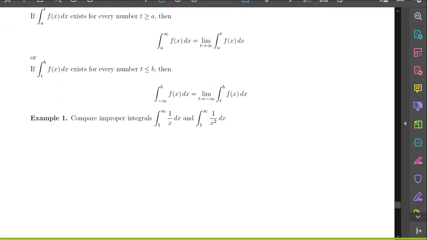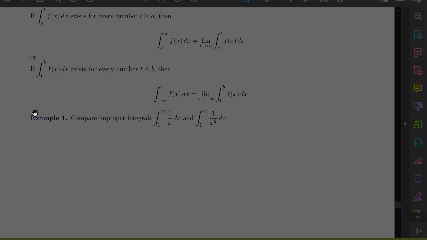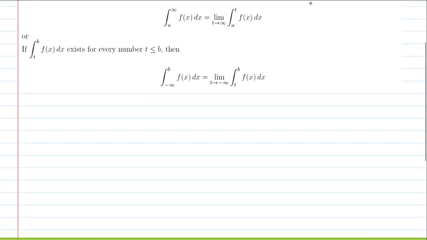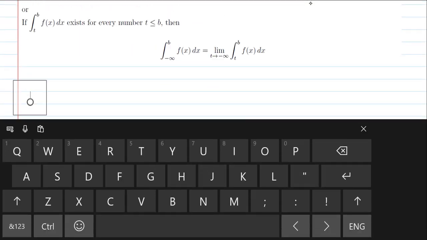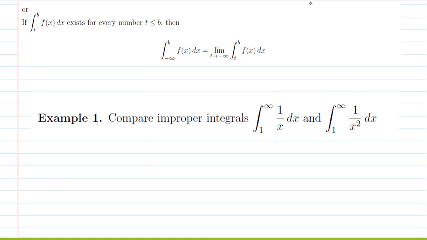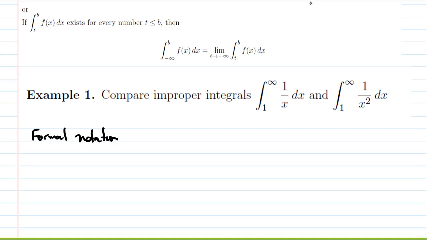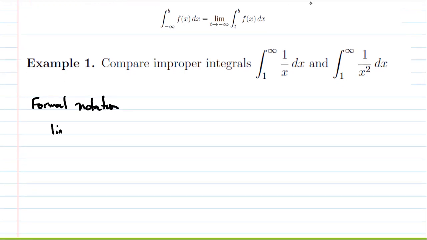So let's go ahead and take a look at a couple of integrals. So we wish to compare the following two improper integrals. So formally, in our formal notation, we will write out the limit as t goes to infinity of the integral from 1 to t of 1 over x dx.